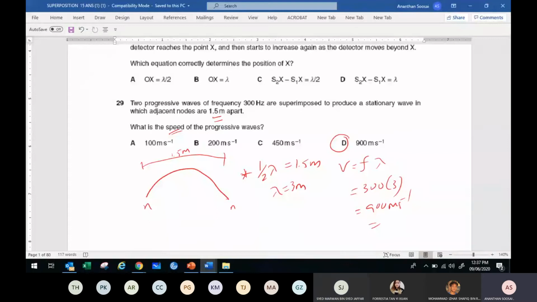Okay, do you understand? Node to node is half wavelength. Okay, node to node is half wavelength. Okay, let's move on. More questions?